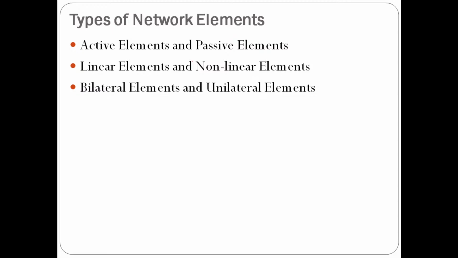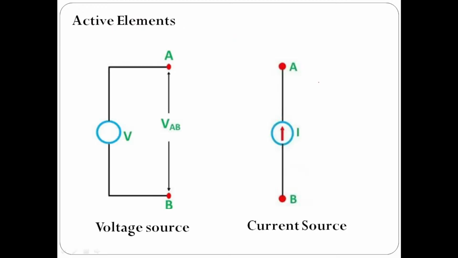So let us dig into this. Different network elements can be categorized into active elements and passive elements, linear elements and non-linear elements, bilateral elements and unilateral elements. Let us start with active elements. What are these active elements? Active elements are those which can deliver power to other elements, meaning they give out energy to the other elements.